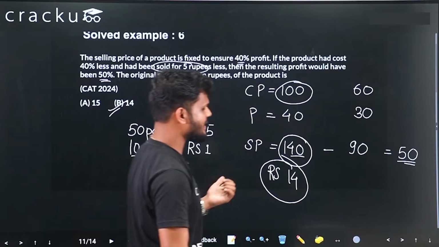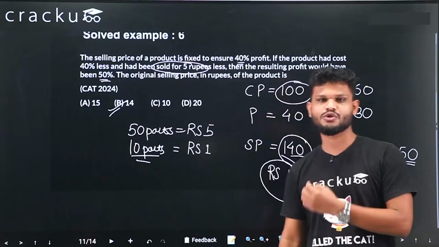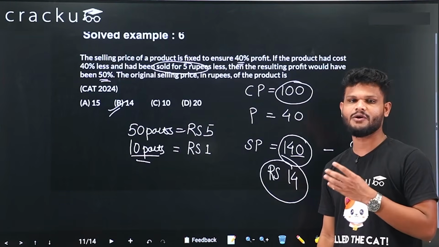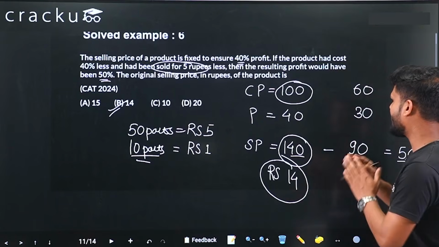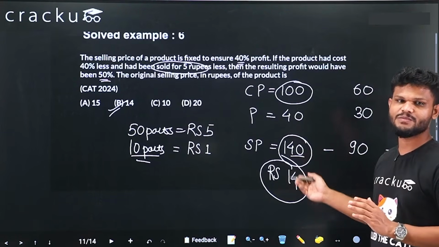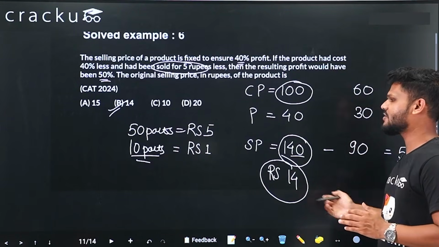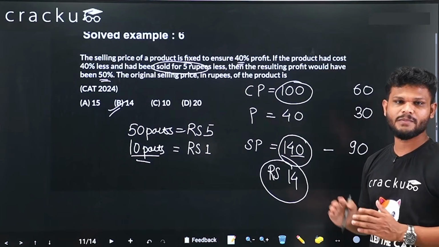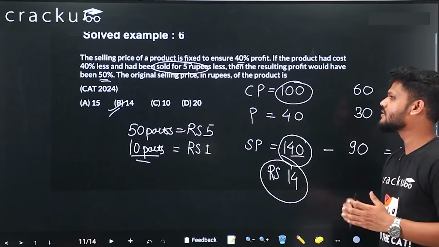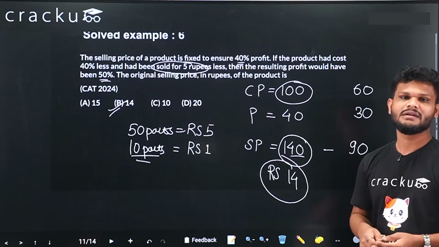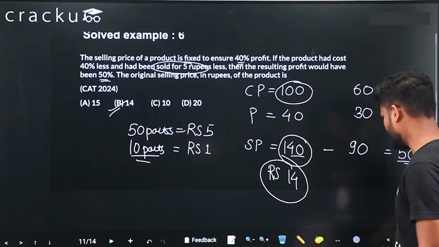By using this ratio or by assuming the values, you could solve this question in under 30 or 25 seconds only. Here we haven't done anything. We just assumed the values, written down the condition and just made it equivalent to our parts. So this is how you solve this question. Now let's look at the next one.